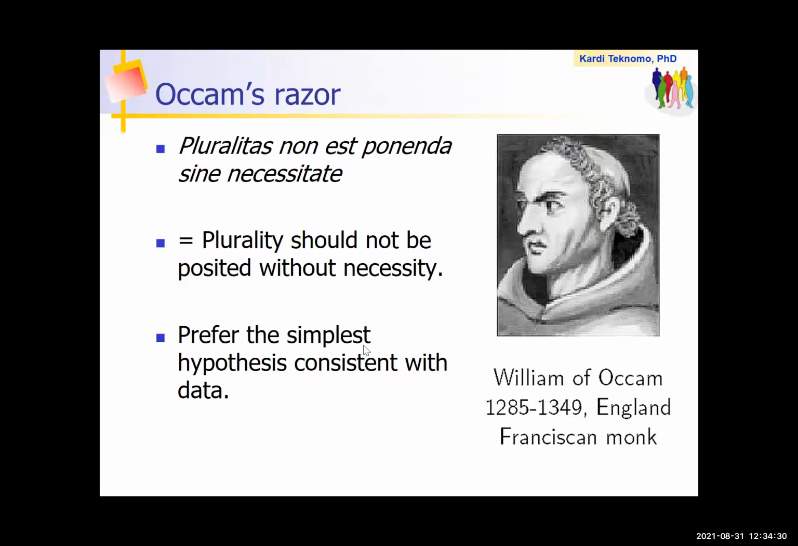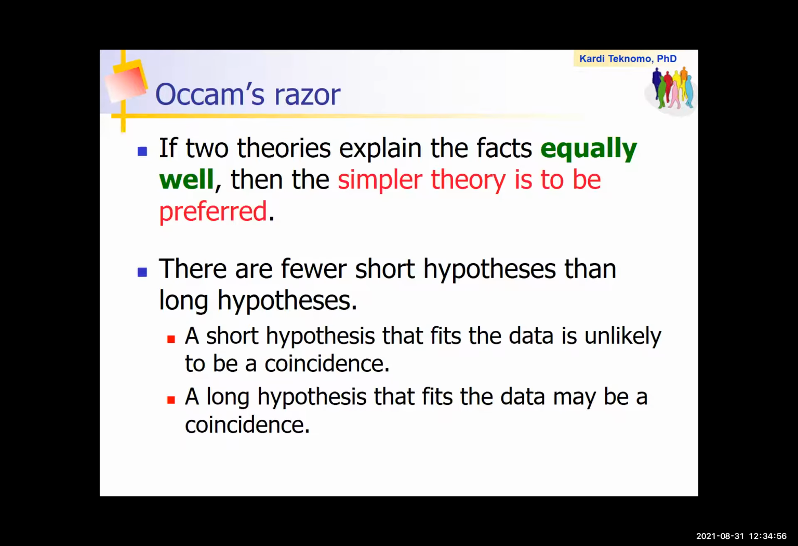Occam's razor. Occam was a Franciscan monk in the 12th to 13th centuries. He said in Latin, which translates in English as "plurality should not be posited without necessity," meaning that you prefer the simplest hypothesis which is consistent with the data. So if two theories explain the facts equally well, then the simpler theory is preferable.